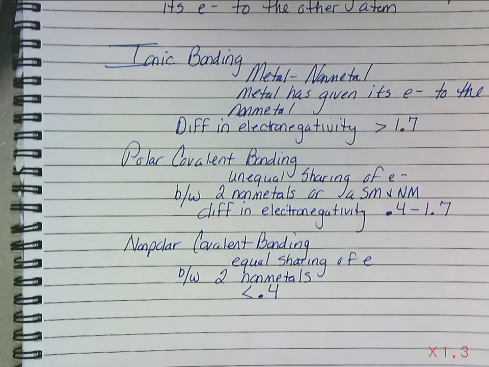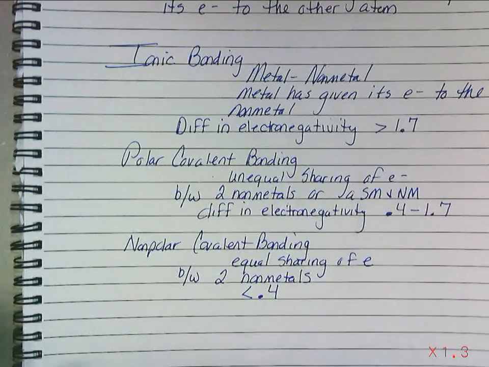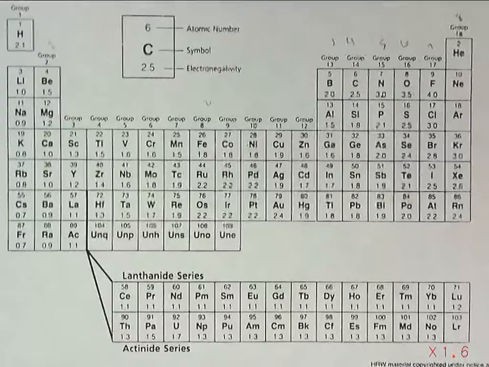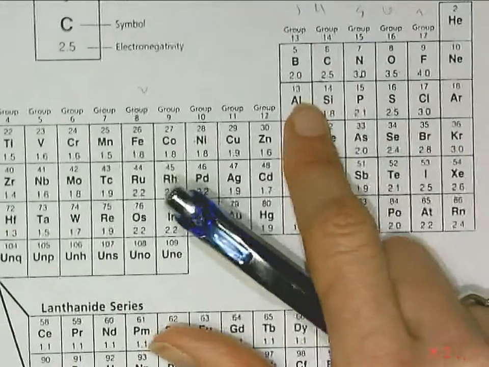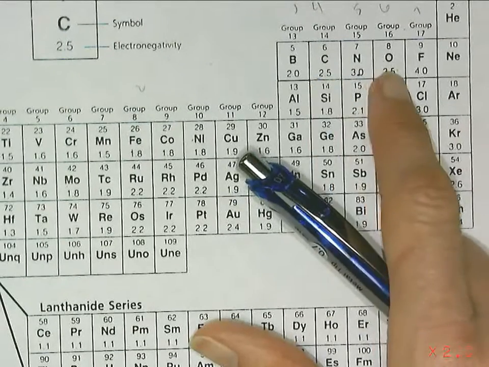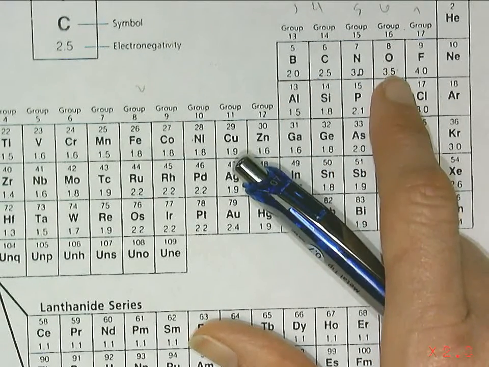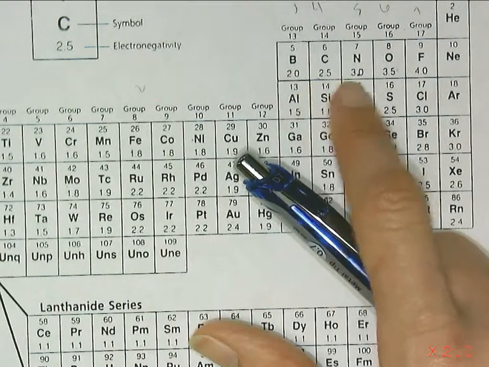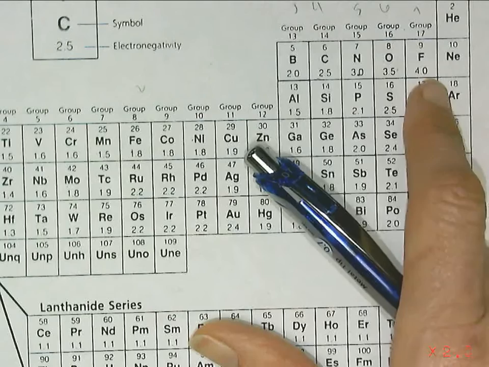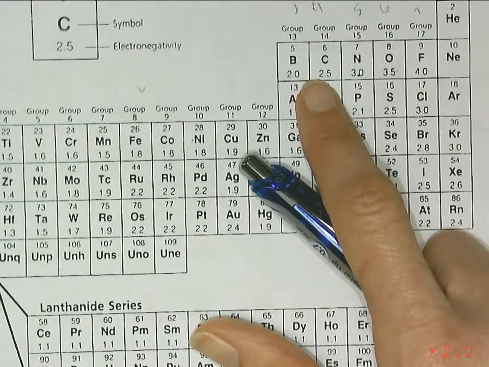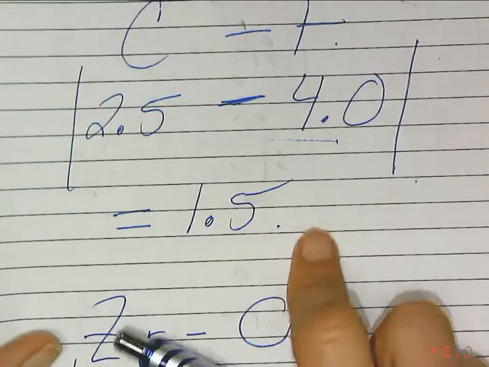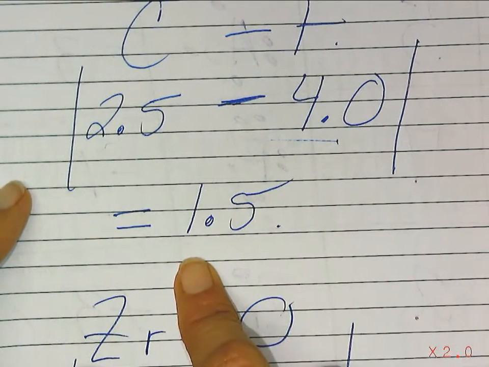Now, how to get these? We're going to use this table right here. I'm going to zoom in. These are the electronegativity values. When I give you two atoms, all you have to do is subtract their two values. For example, let's say I do C and F. C is 2.5, F is 4.0. If I take the electronegativity difference of these two, I get 1.5.